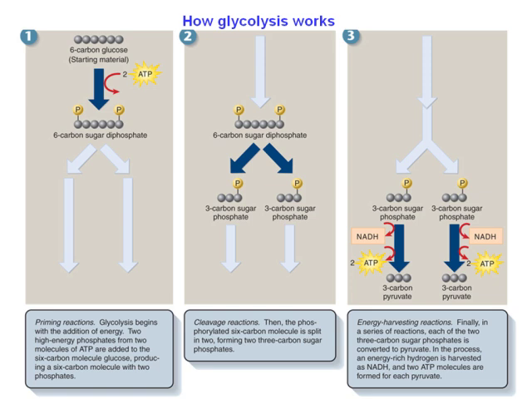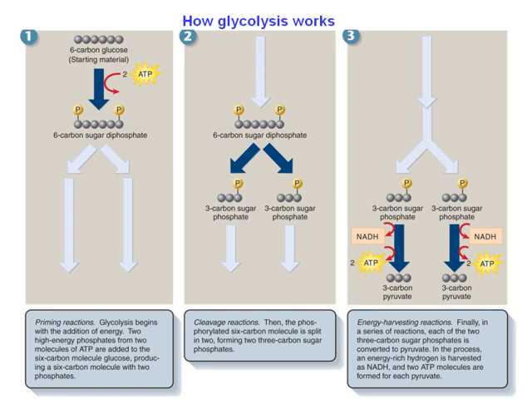Second, we're going to have what are called cleavage reactions. Then the phosphorylated 6-carbon molecule is split in 2, forming 2 3-carbon sugar phosphates. Notice that the 6-carbon sugar diphosphate molecule is literally just split into 2 to form 2 3-carbon sugars with a phosphate attached.